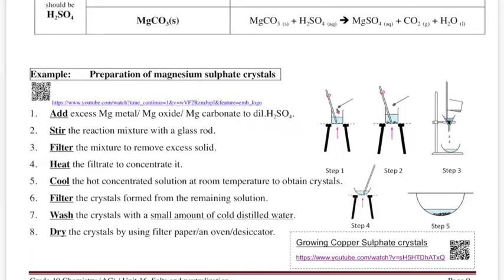And then we cool the hot concentrated filtrate at room temperature to obtain some small crystals. And then we filter the crystals formed from the remaining solution. Okay, and then we wash the crystals with a small amount of cold DI water, distilled water. This is to ensure that we wash away all the water or other impurities on the surface of the crystal. And then we dry the crystal by using filter paper, an oven or a desiccator.